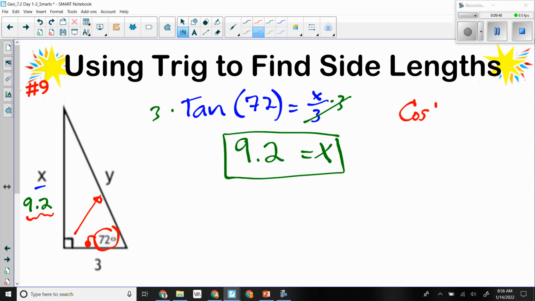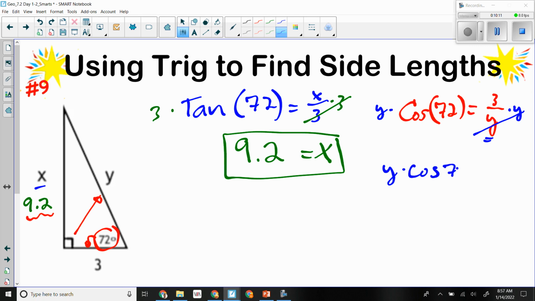So let's say cosine now of 72 equals the adjacent 3 over the hypotenuse y. This is one that's going to take 2 steps. If I multiply both sides by y, always multiply what's in the denominator. There's maybe one rule you can follow. And y times cosine 72 equals 3.